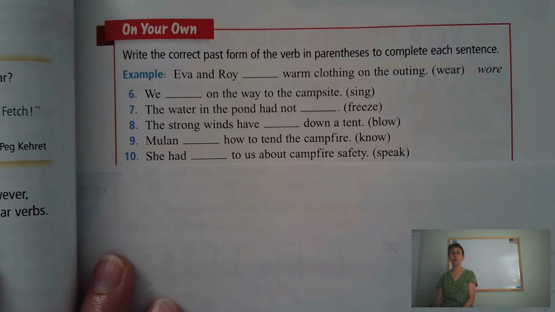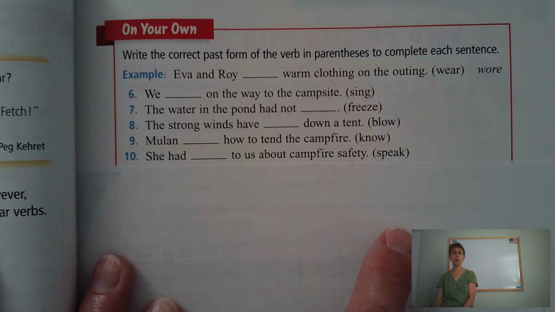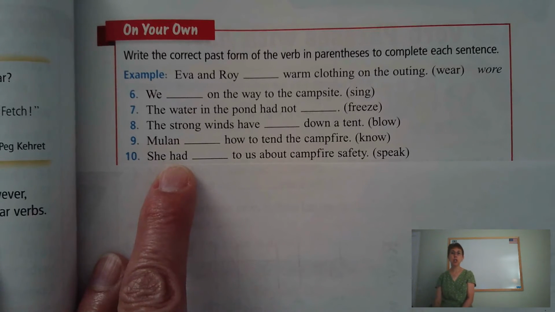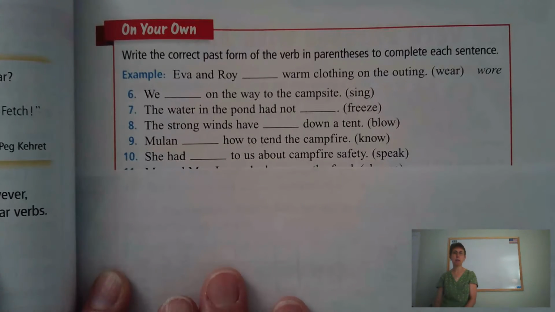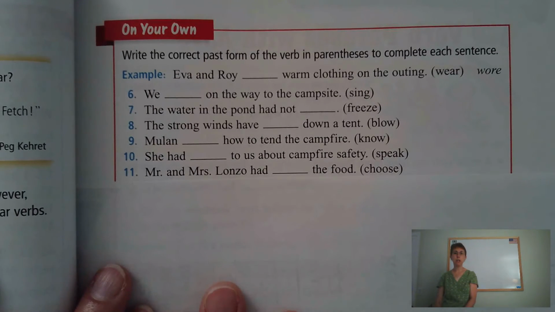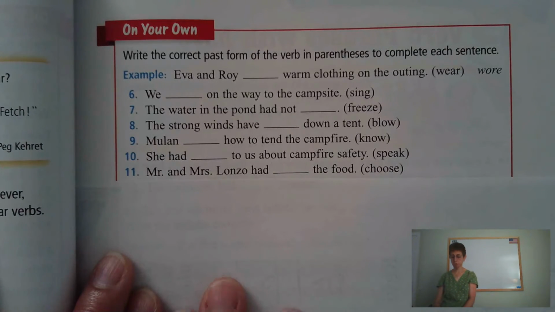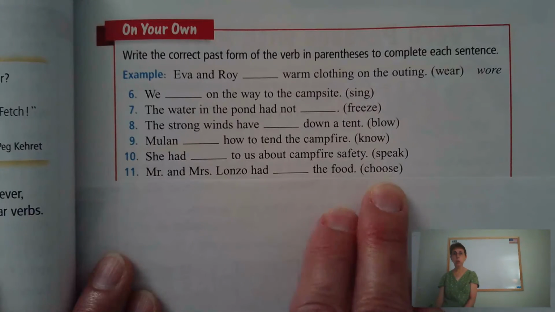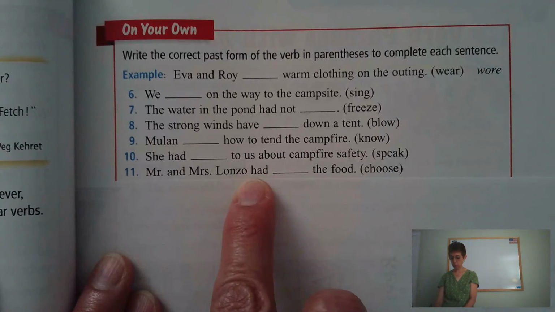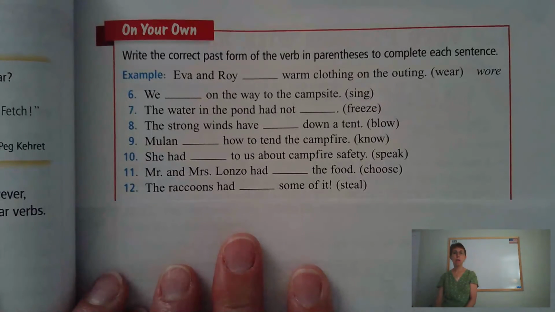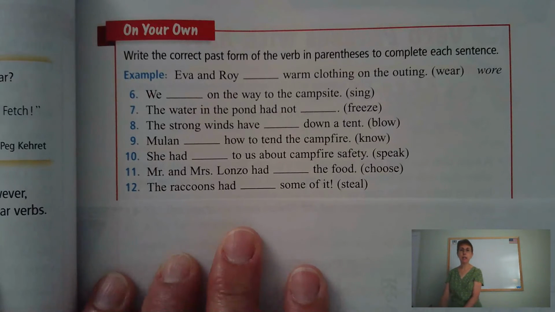The form we're going to use is of speak, and the form that we need to use includes a helping verb, so it would be she had spoken to us about campfire safety. Number 11, Mr. and Mrs. Lonzo had blank the food. We have choose. We have to use the form of the verb with the helper had, so it would be had chosen.